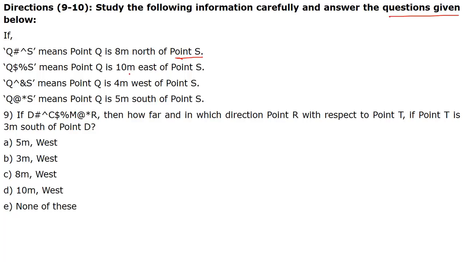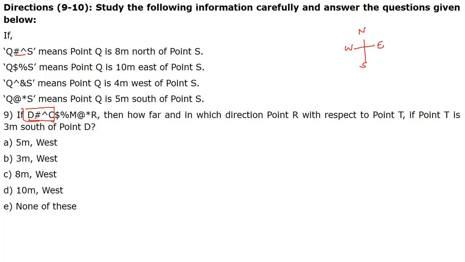Now based on this, we have to answer the question. Okay, so let me put the directions here, NEWS. Alright, now firstly what is given is D and C. The signs given here are hash and cap. They have directly considered the hash and cap signs. D hash cap C. So that means D is 8 meters north of point C.